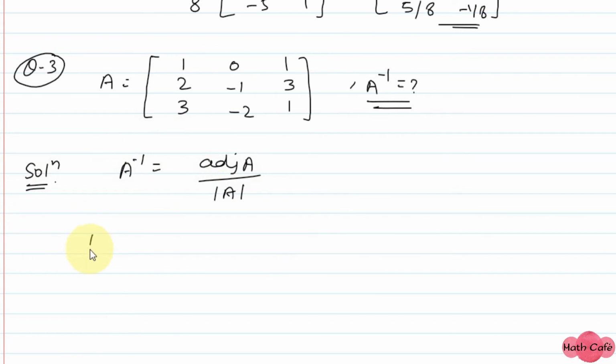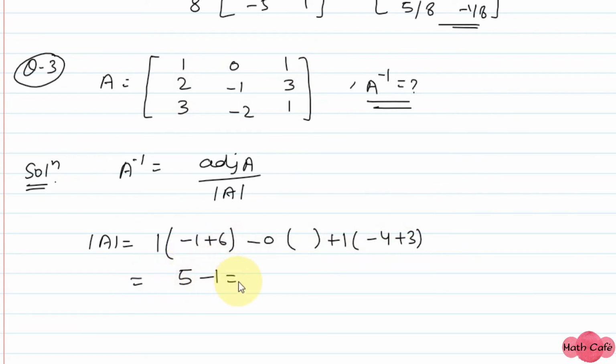So we can easily find the value of determinant of A. This will be nothing but 1 multiplied by -1 plus 6, and minus 0, that whole term will be 0. Plus 1, corresponding to 1, 2 multiplied by -2, -4 plus 3. So determinant of A will be 5 minus 1, that is nothing but 4. So determinant of A will be 4.